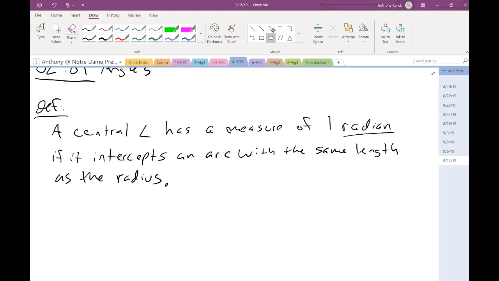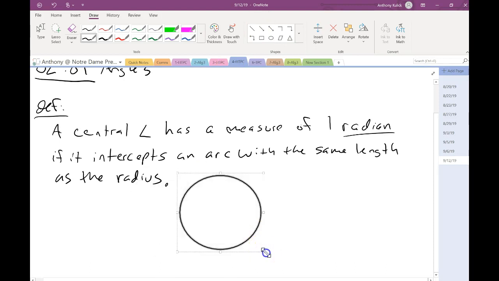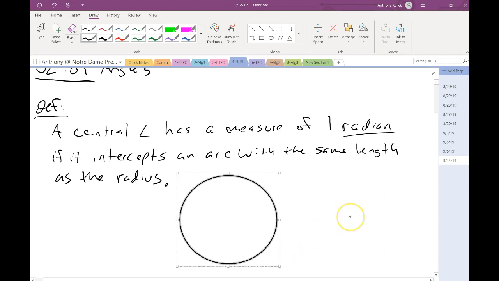So when we say central angle, what we're talking about is a circle with some angle whose vertex is at the center of the circle and whose arms intercept the exterior of the circle.